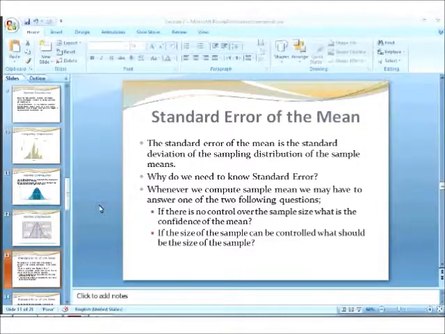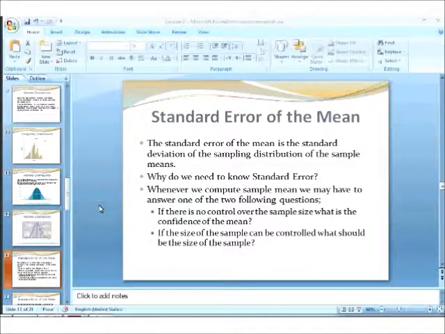Now, why do I need to know the standard error? Whenever we compute a sample mean, we may have to answer one of the 2 following questions. We have a data set, whether it's a population or a sample, we compute the mean, then there are 2 very basic questions, either or. Either I answer the first bullet or the second bullet. If I don't have any control over the sample size, whether it's 10, 20, or 30 data points, what is the confidence of the mean? How confident am I about the mean that I have computed for that sample?